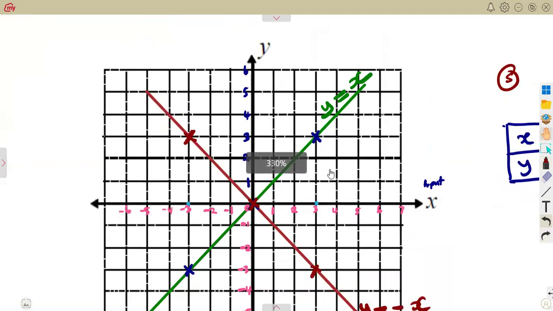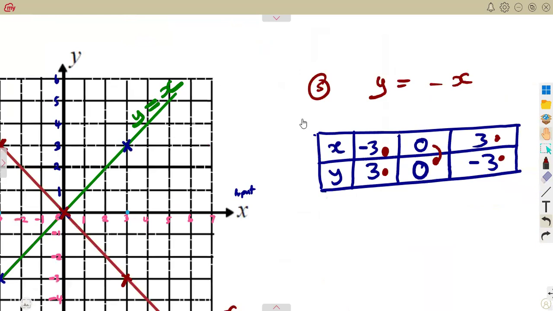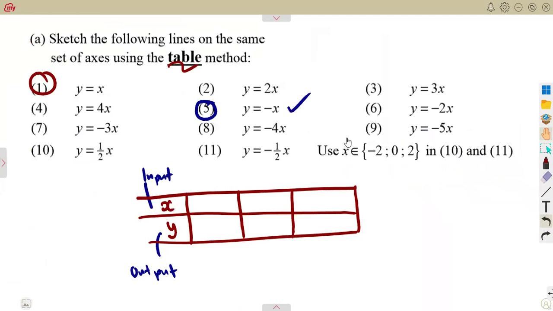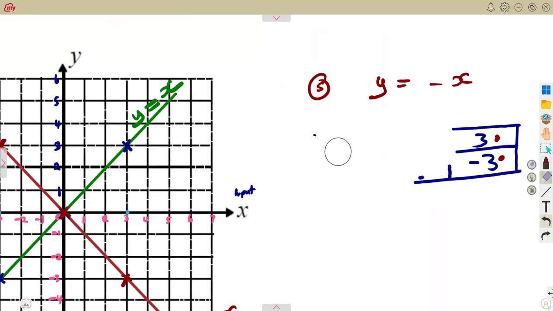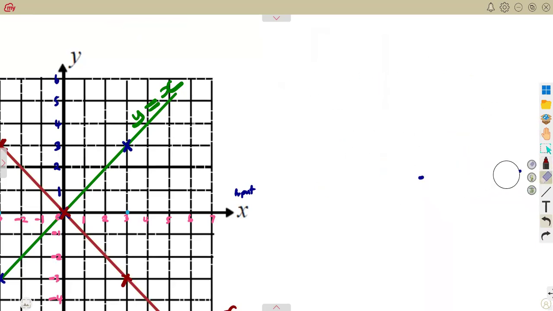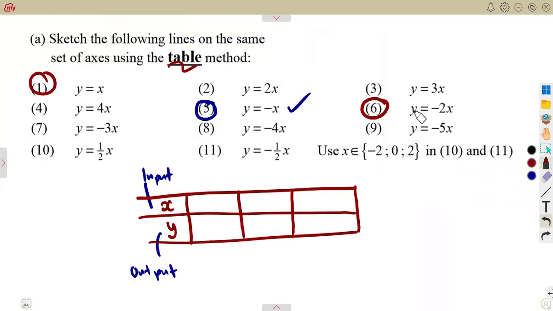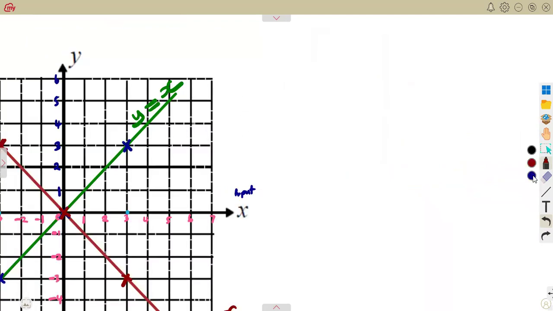So given a negative, given a positive, given whatever I'm given, is it a fraction? Do not worry about that. It is the same consideration that you're going to have. So let's just say we are given something like number 6, y is equal to minus 2x. Just the same idea, the same concept that you had. So if you are given y is equal to minus 2x, same concept.